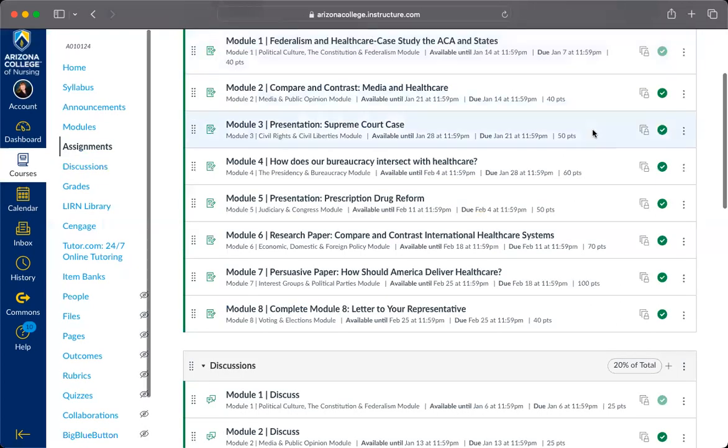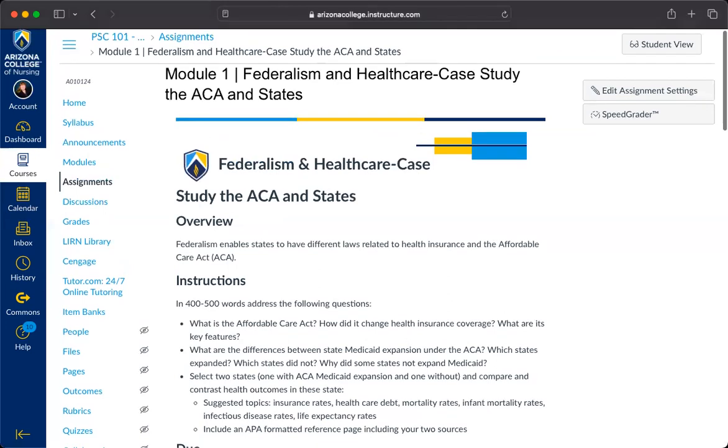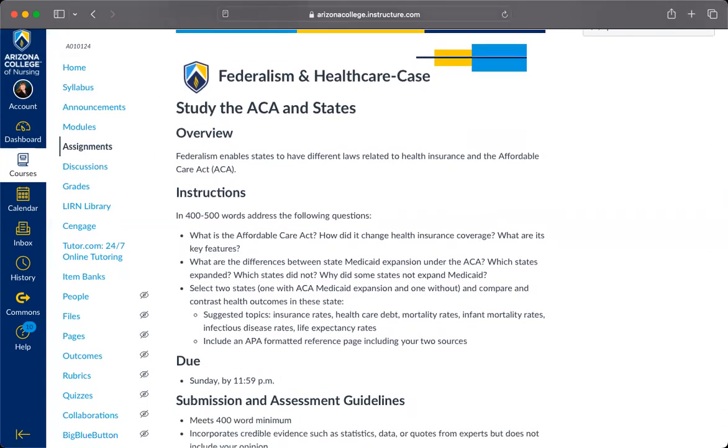And then for your paper, I really like the way that the paper prompt is written. So we're looking at federalism and the Affordable Care Act. So the idea of federalism is that different states have different laws, but there's also federal laws. So it's a 400 to 500 word paper. Just to warn you guys, your papers are going to get longer as the term goes on. It'll top off at 1,000 words.